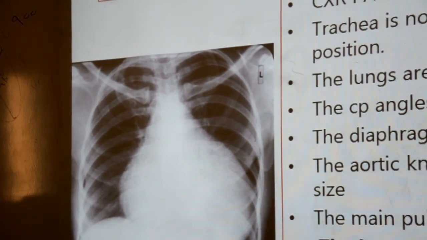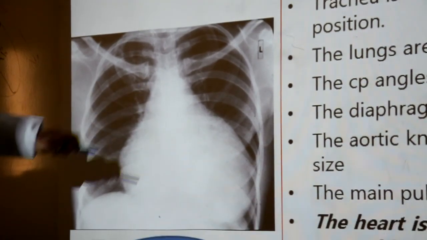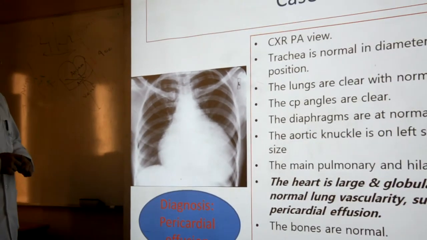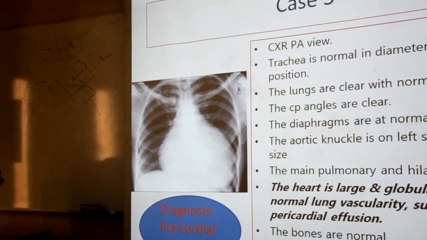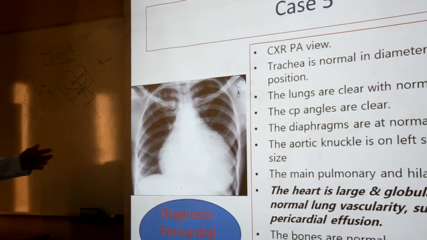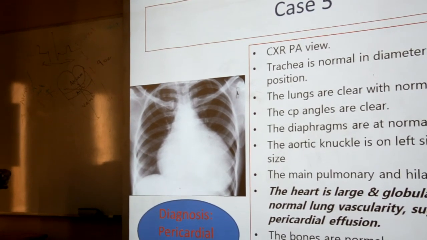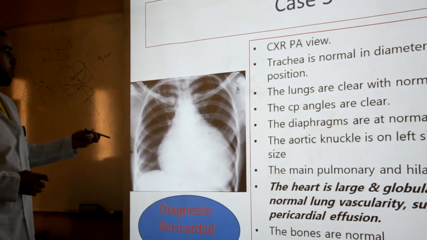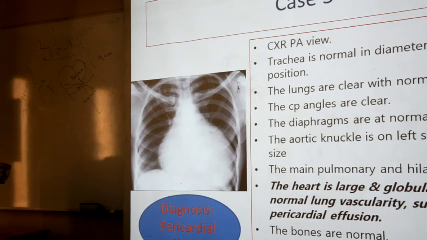The borders on the right side are sharp. Left is okay also. The position is okay, almost maintained at one third and two thirds. It is not deviated. What about the aortic knuckle and main pulmonary artery? It's not that obvious. Not visible.